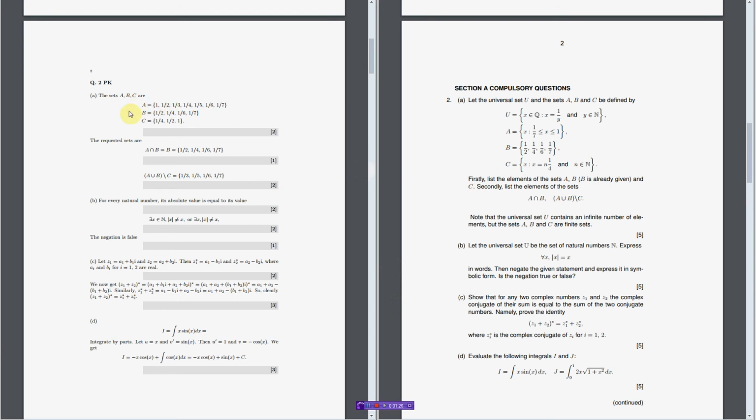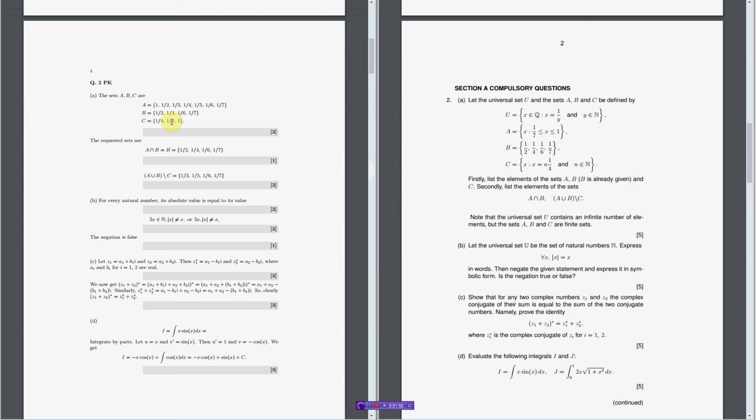So looking over here at the solutions, for the set A, we need to look at all reciprocals of natural numbers that lie between 1/7 and 1, inclusive of the endpoints. So these will be 1, 1/2, 1/3, 1/4, 1/5, 1/6, and 1/7. B, well, we were given the elements of B to begin with.